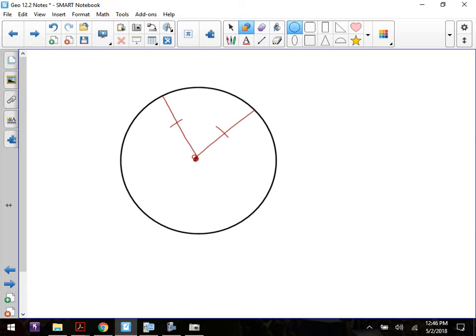Now, if you have radii that are the same, and let's say that this central angle is 80 degrees, I could draw another central angle somewhere that's also 80 degrees. You okay with that? Are the radii still the same? Okay.